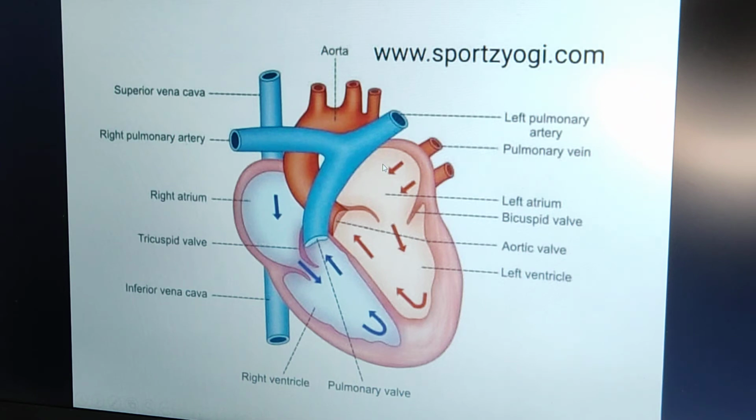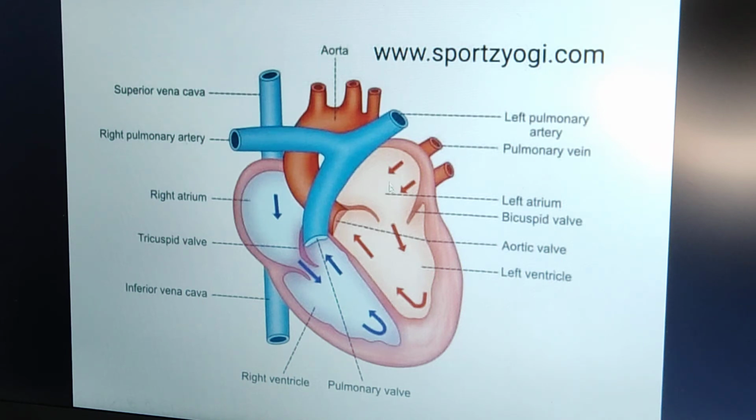So after purification in the lungs, our oxygenated blood enters into the left atrium. This is the left atrium. It enters the left atrium with the help of the pulmonary veins. We have two pulmonary veins on each side. These pulmonary veins carry oxygenated blood from the lungs. Don't confuse here: the pulmonary artery carries deoxygenated blood to the lungs for purification, and the pulmonary veins carry oxygenated blood from the lungs.